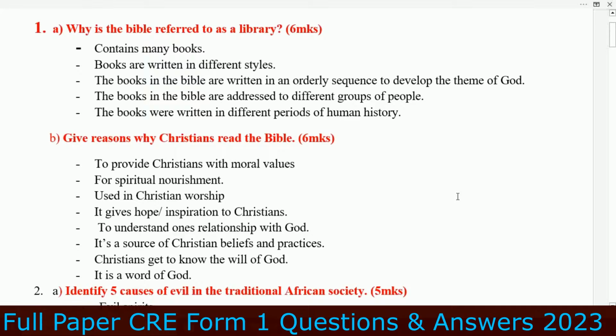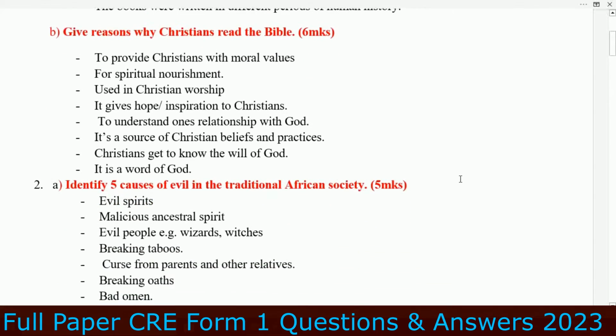Let's go to question number B. Give reasons why Christians read the Bible. Why do they read the Bible? Number 1, to provide Christians with moral values. Number 2, for spiritual nourishment. Number 3, used in Christian worship. Next, it gives hope and inspiration to Christians.